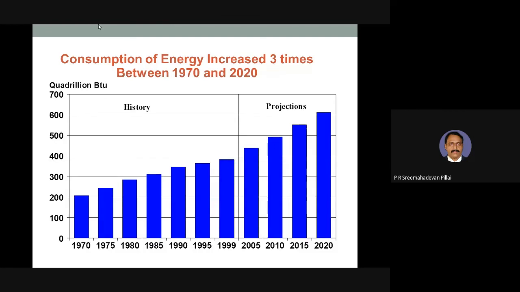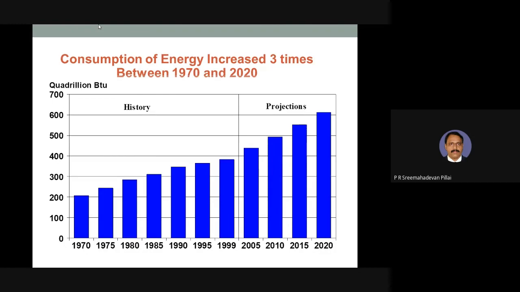In 1970, the consumption was around 200 quadrillion British thermal units. BTU stands for British thermal units. It can be converted to watts or kilowatts if you want. The conversion factor is there. And of course, in 2020, it is 600 plus quadrillion BTU.